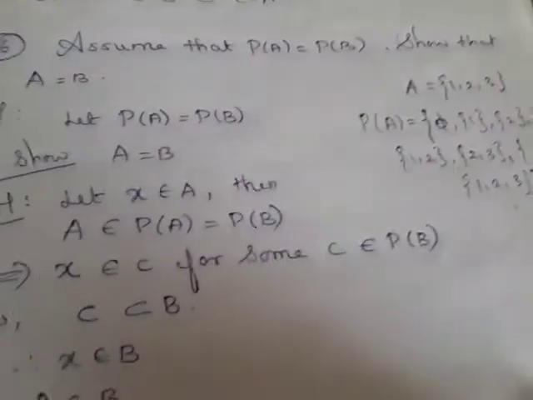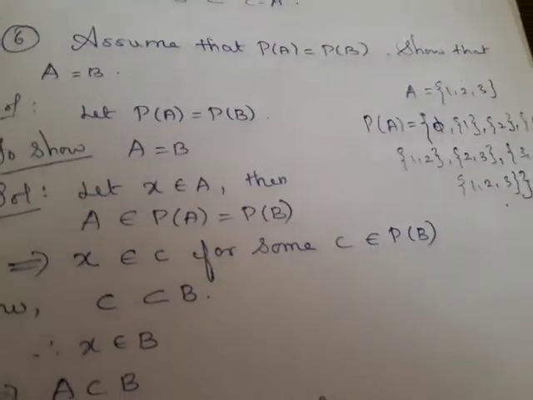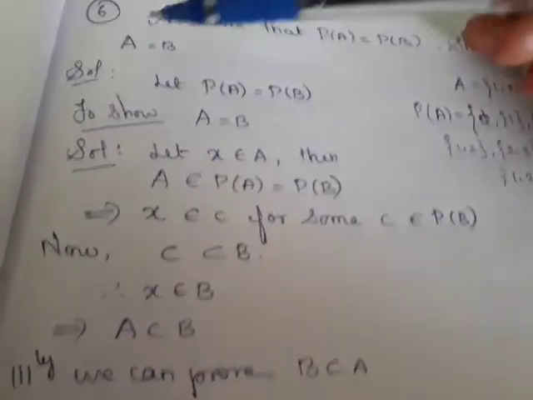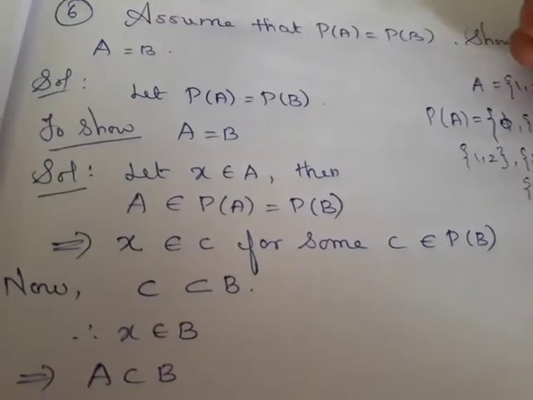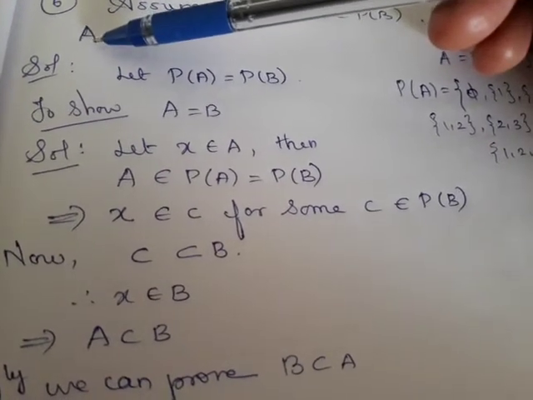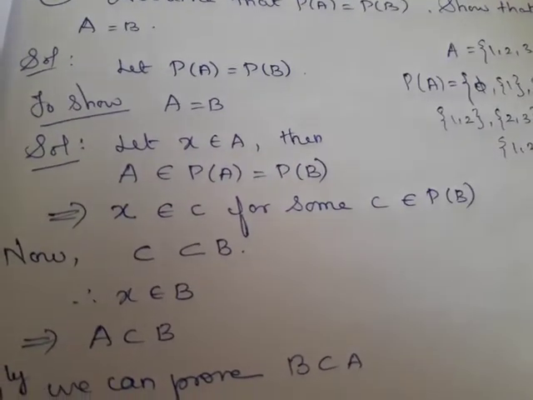Let us see. Now what we are going to do is the same procedure as I briefed even in the last problem. When we want to prove one set is equal to the other set, we need to prove this is a subset of this and this is a subset of this. We have to prove either of them is a subset of the other.